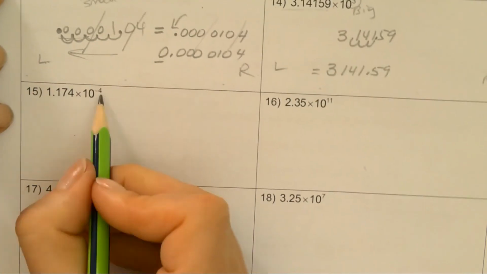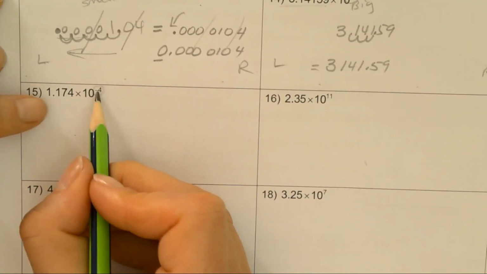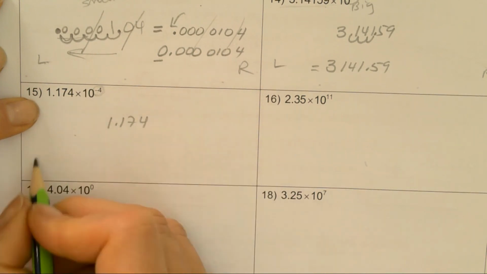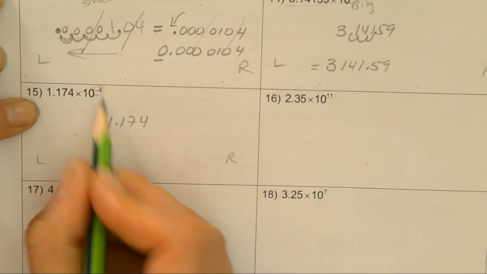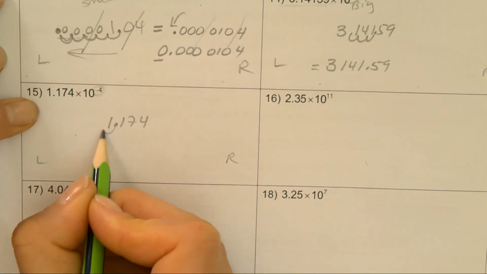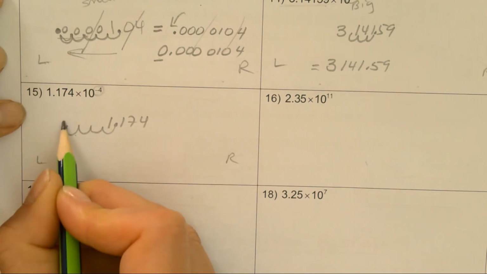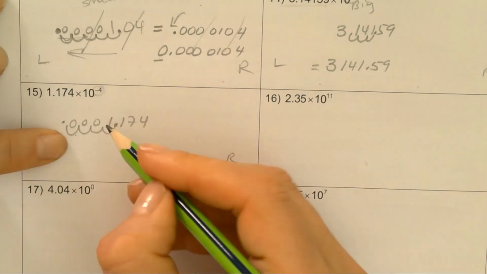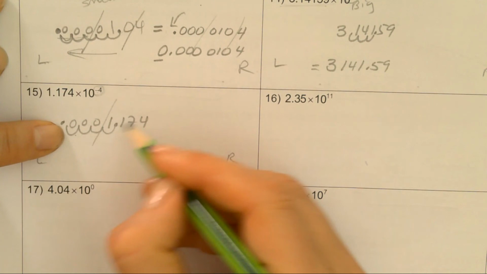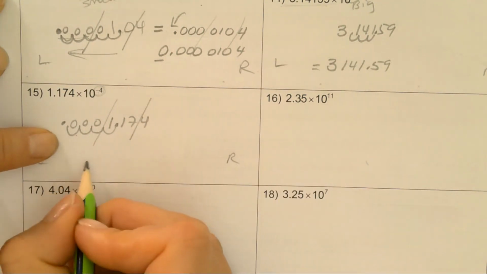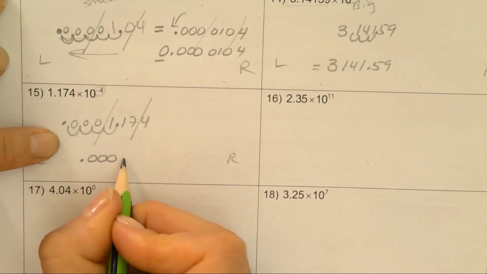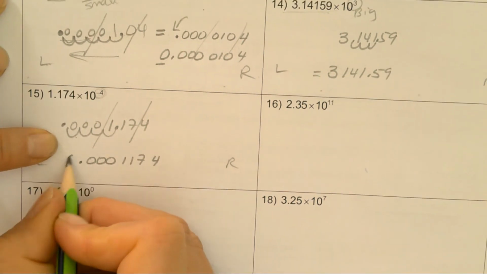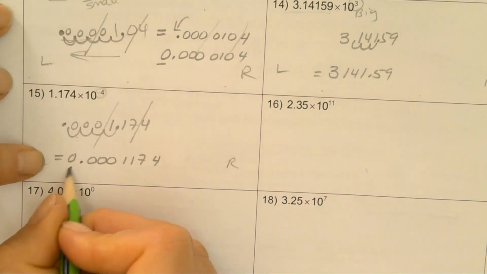So this one says I have to make the number smaller. So 1.174, and I need to make it smaller. So I'm going to move it 4 jumps to the left. 1, 2, 3, 4. And wherever there's an empty jump, I just put a 0. But to make this nicer, I'm going to start at the decimal and put it in groups of 3. So that should be 0.000 space 117 space 4. And you can put a 0 here if you want. It's up to you. Okay?